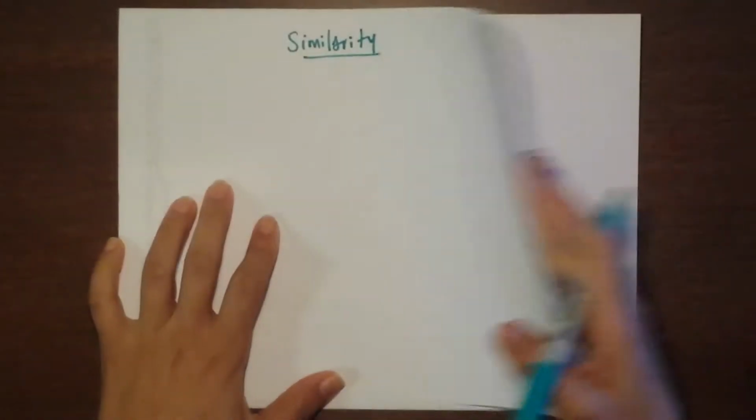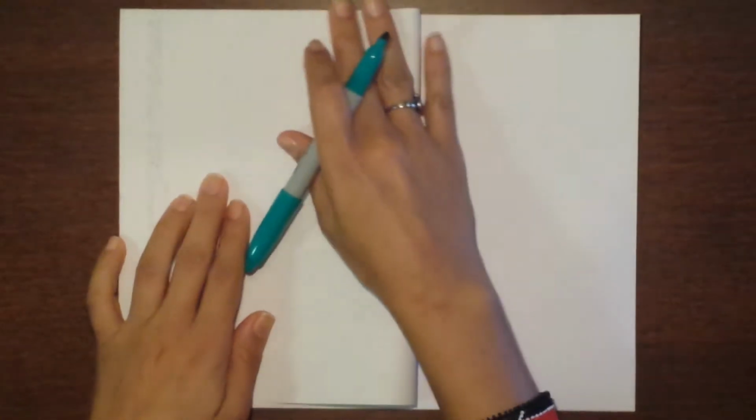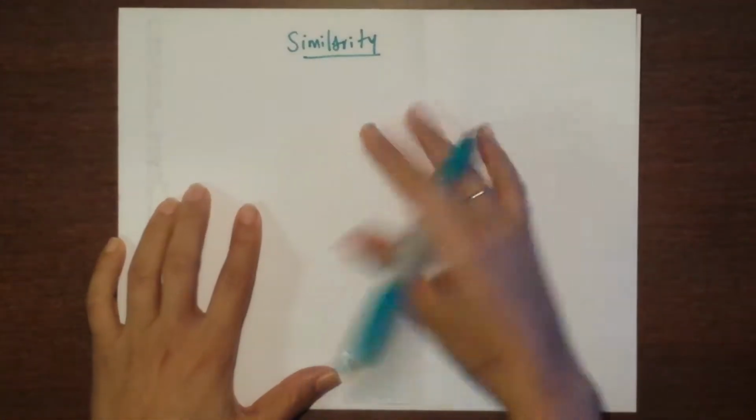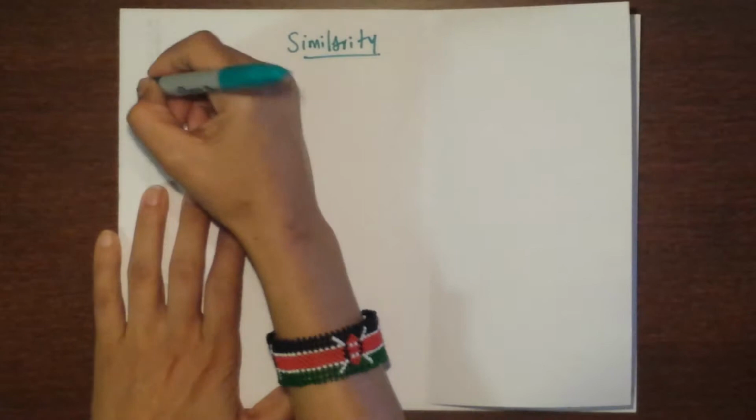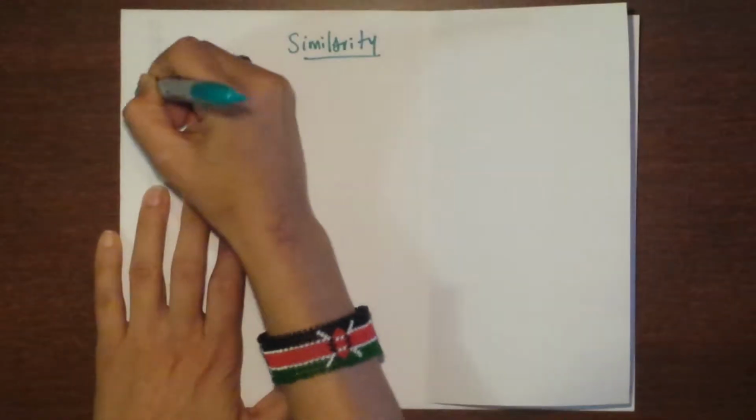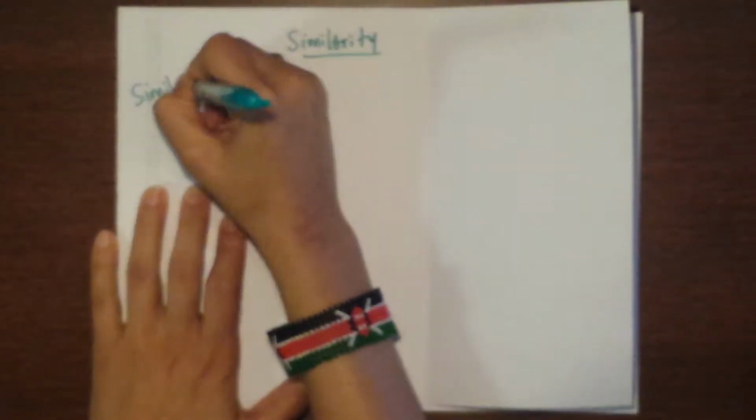Again, fold your paper to the margin just so that you can have the halfway point. In the far margin, you're going to write down "similar," since that's what we're talking about. So what does it mean to be similar?